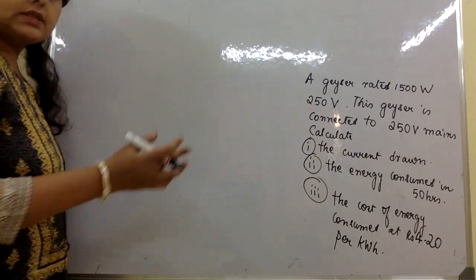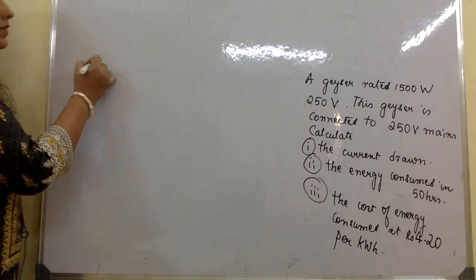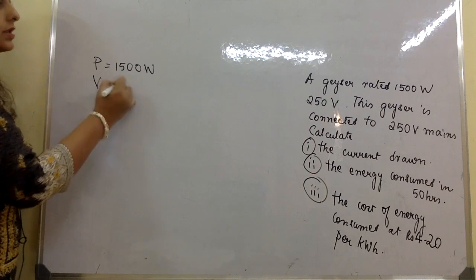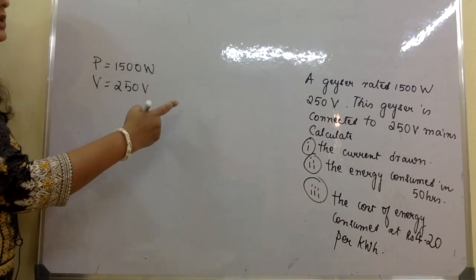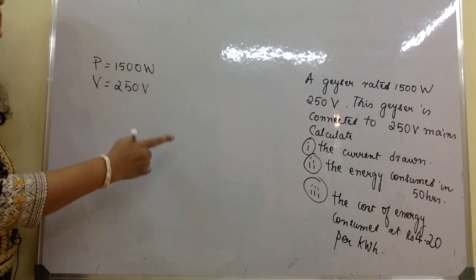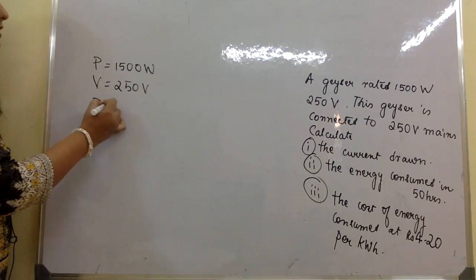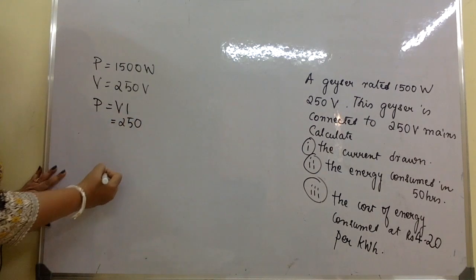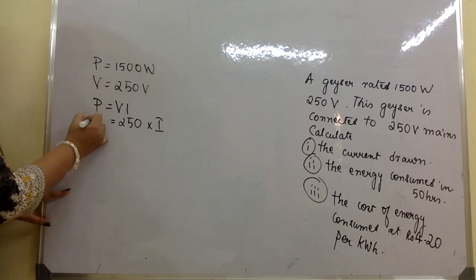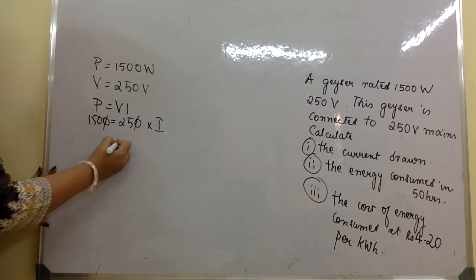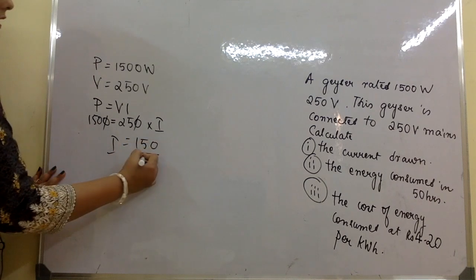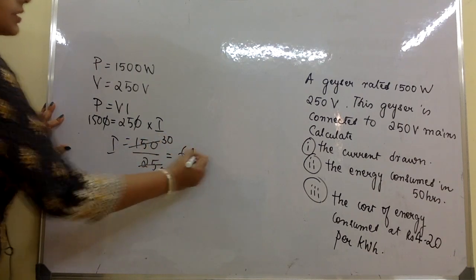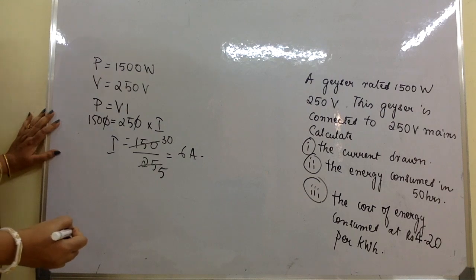Now here is a question. A geyser is rated at 1500 watts, so the power is given. Immediately as you see the sum, the voltage is 250. This geyser is connected to 250 volts, and we have to calculate the current drawn. Now P is equal to VI. So V is 250, I we don't know, and P is 1500. So we are going to get I as 150 by 25, which is 6 amperes.